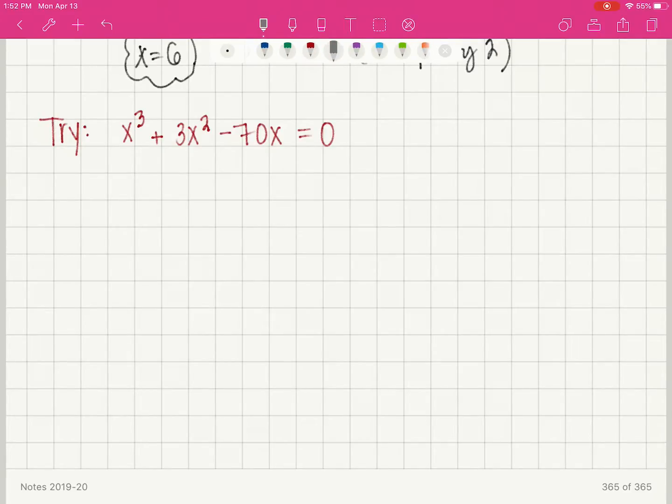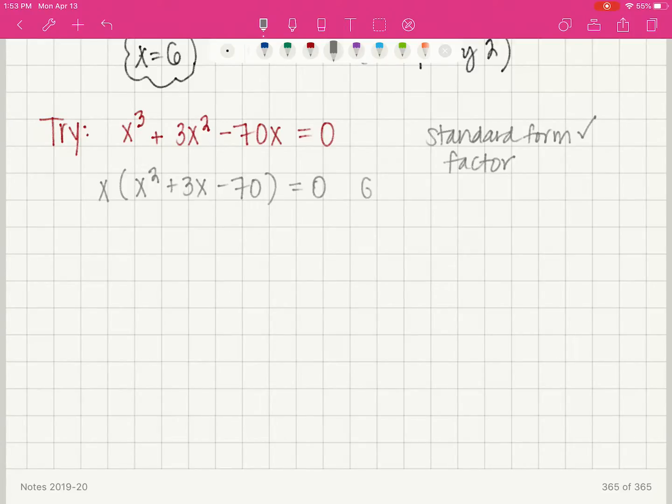Okay, when I look at this problem, I see right away that we are already in standard form. So standard form, check. And then the next step is to factor. Well, we have to always check for our greatest common factor. And in this case, each term has an x. So I'm going to factor the x out first and see what's left over. So I'm partially factored. This is a GCF factor.